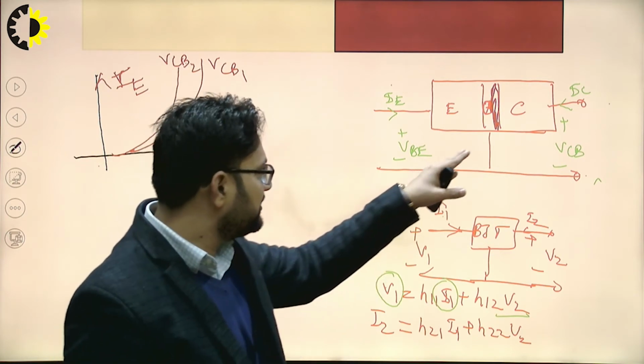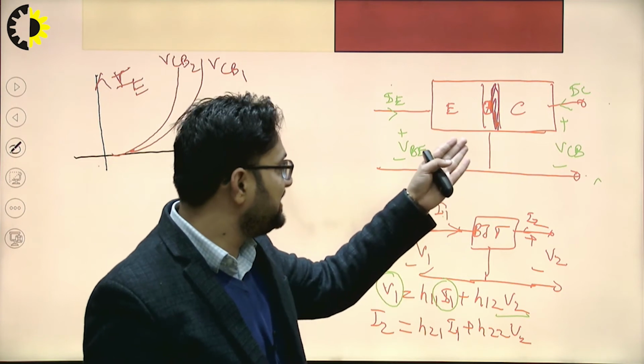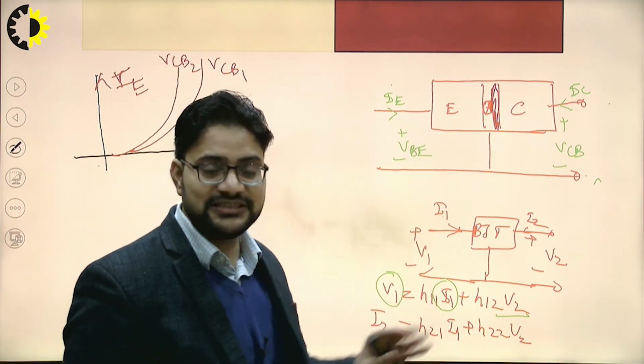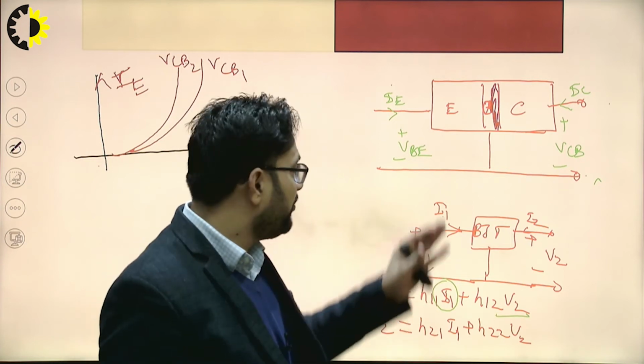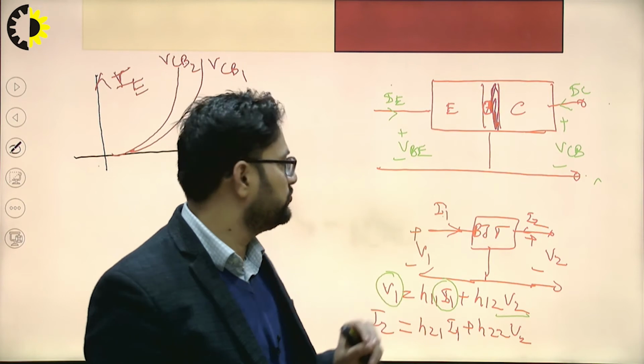And a point will come when this base region completely disappears. We will have only the depletion layer. At this point, this is called the punch through or reach through, right?